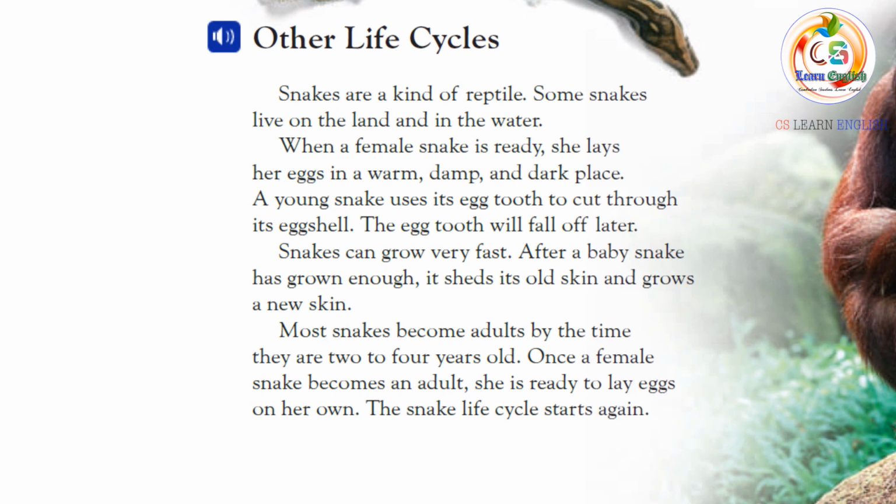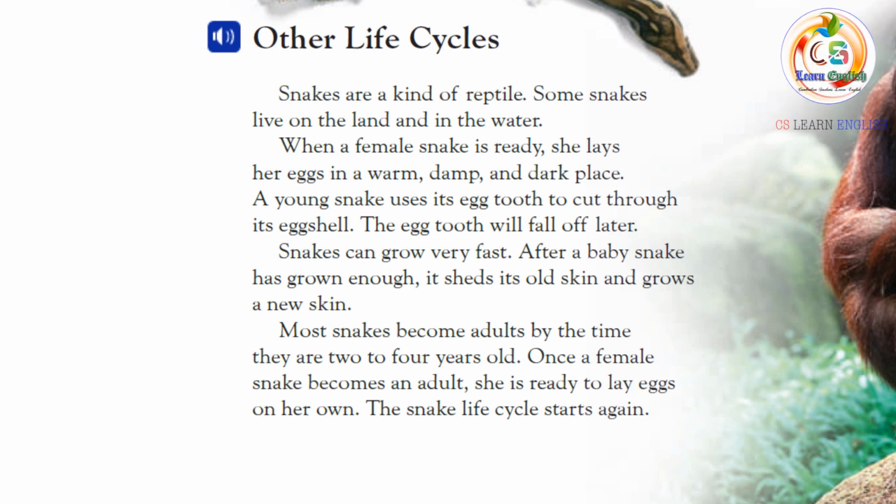Other life cycles. Snakes are a kind of reptile. Some snakes live on the land and in the water. When a female snake is ready, she lays her eggs in a warm, damp, and dark place. A young snake uses its egg tooth to cut through its eggshell. The egg tooth will fall off later.